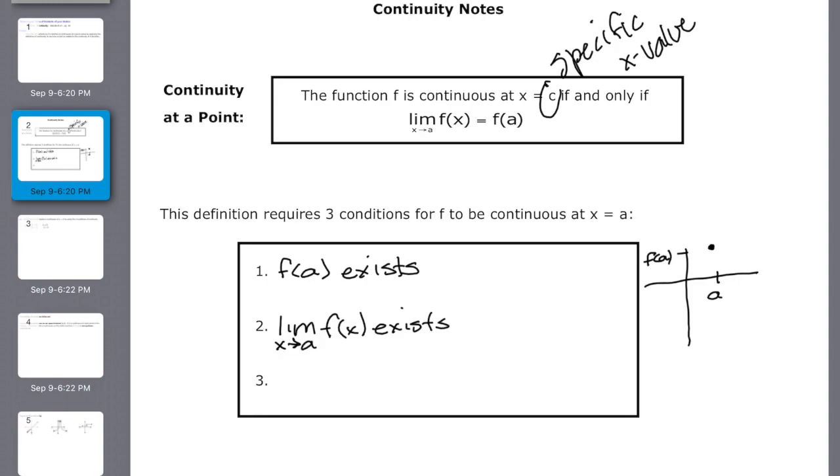That means we do not have a jump, which of course is a discontinuity. There's no oscillation, and there is no vertical asymptote. So the limit as we approach that value for a particular function, of course, exists. And then the most important part is that the function is equal to this limit value. Okay. So all three parts have to be true in order for us to say that something is truly continuous. If one of them fails, then the function is not continuous based on the definition of continuity.